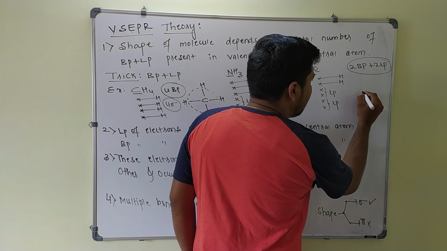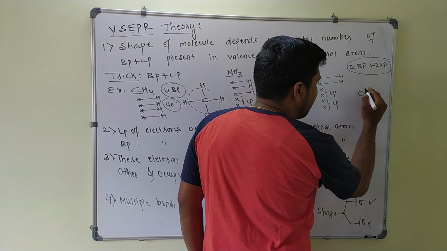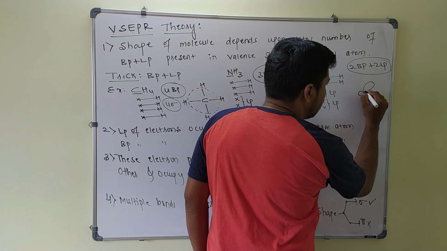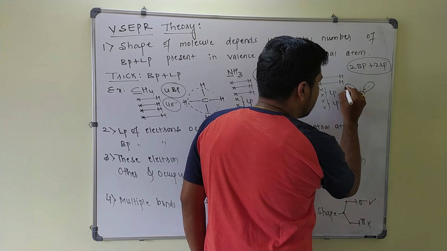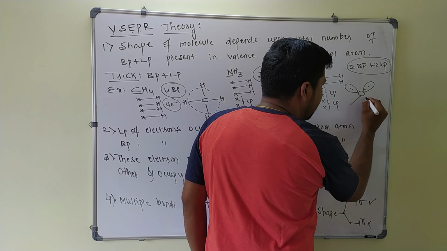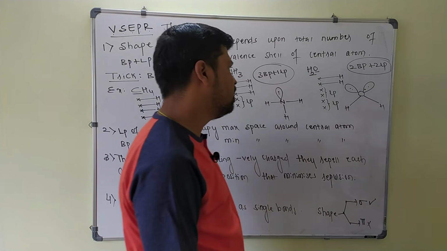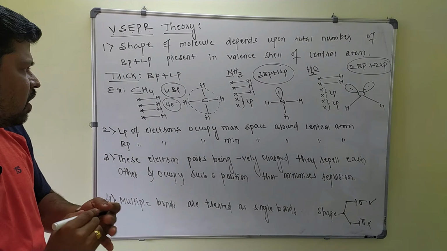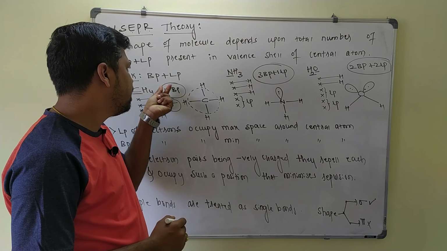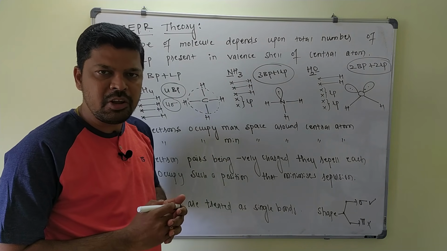That's why I can write the shape of the water molecule like this. In this one, 2 lone pairs of electrons are there on the oxygen atom, and it has 2 bond pairs of electrons with the 2 hydrogen atoms. So this is how you have to calculate the bond pairs and lone pairs of electrons present in the molecule.